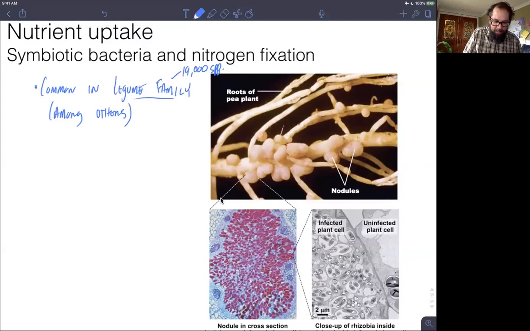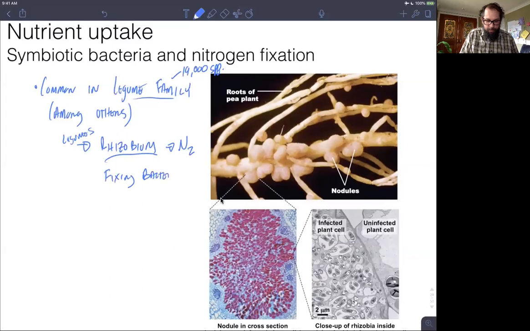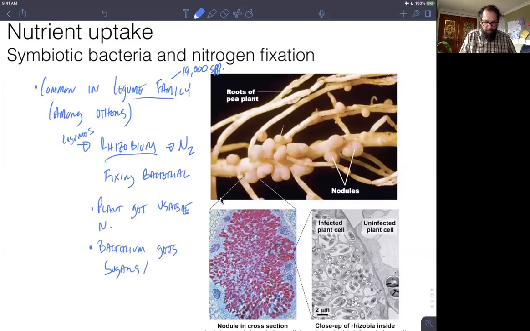And so these, in legumes specifically, they have a symbiotic relationship with a group of bacteria called Rhizobium, and these are nitrogen fixing bacteria. And the mutualistic relationship is that the plant gets nitrogen in a usable form, so usable nitrogen, and the bacterium gets sugars and a home.